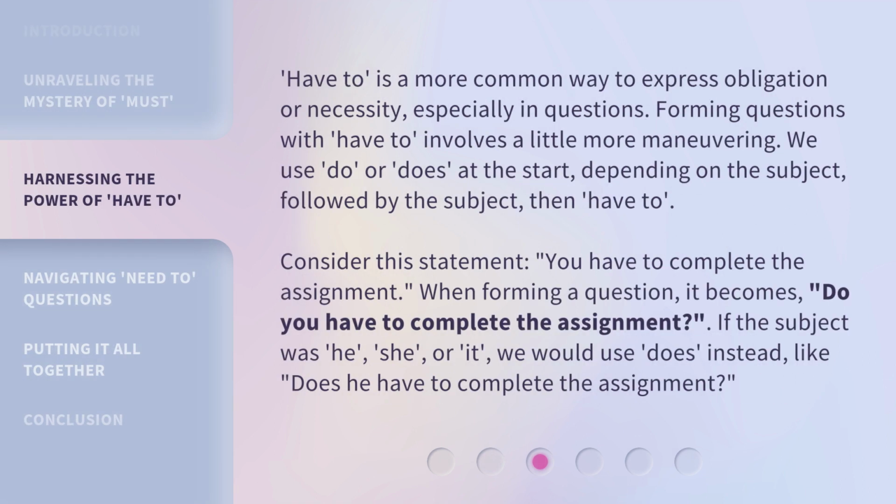Have to is a more common way to express obligation or necessity, especially in questions. Forming questions with have to involves a little more maneuvering. We use do or does at the start, depending on the subject, followed by the subject, then have to. Consider this statement: you have to complete the assignment. When forming a question, it becomes, do you have to complete the assignment? If the subject was he, she, or it, we would use does instead, like, does he have to complete the assignment?